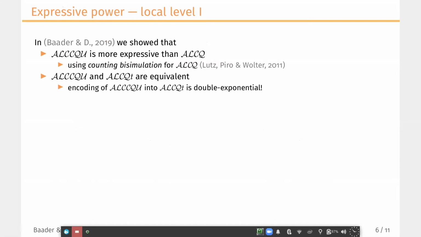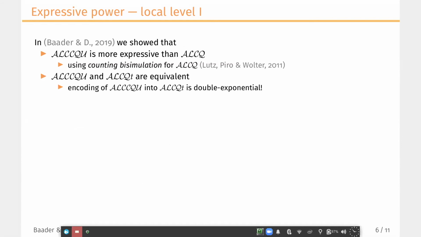In last year's paper, we showed that ALC CQU, where we only have linear combinations on the left and constants on the right, we already jump a bit with expressivity. We're more expressive than ALCQ. The tool that we use is counting bisimulation, which is a bisimulation defined by Lutz, Baader, and Völter that actually characterizes ALCQ concepts as the first order fragment that is invariant under such a bisimulation.